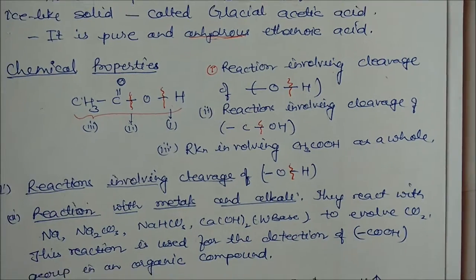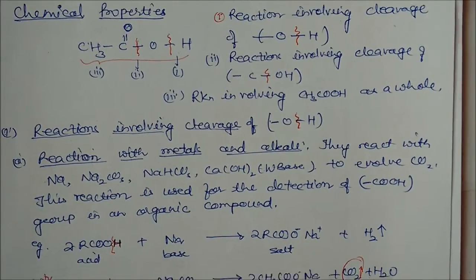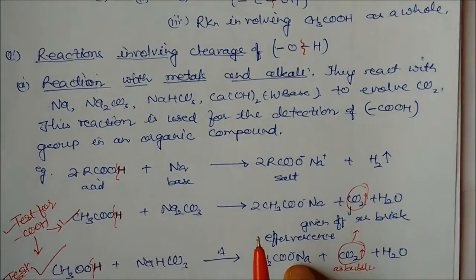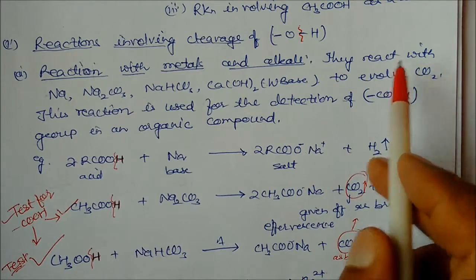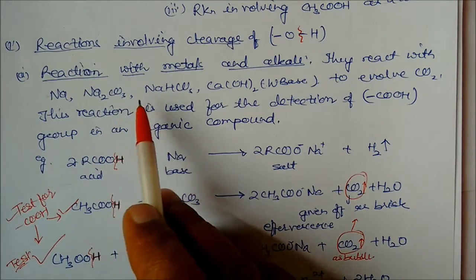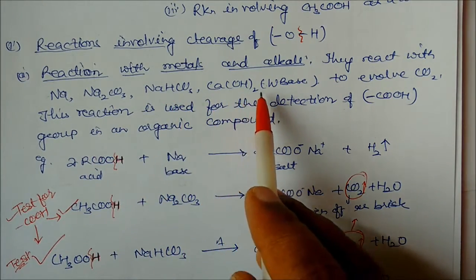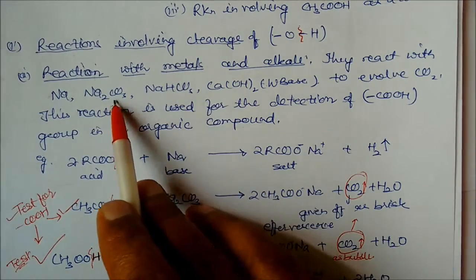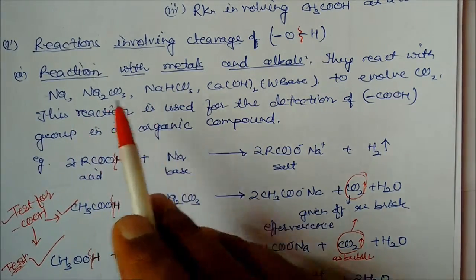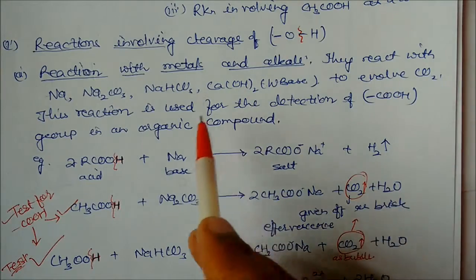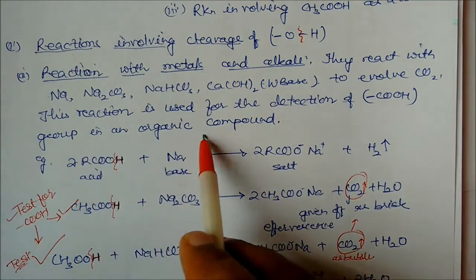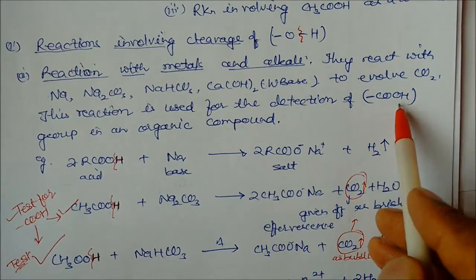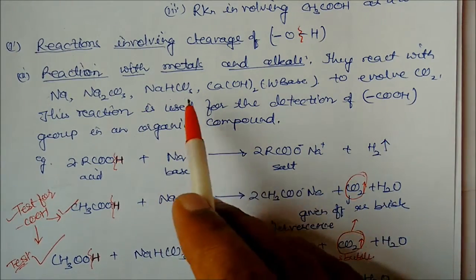First we will see them one by one. Reaction involving the cleavage of the OH bond: reaction with metals and alkali. Here acetic acid reacts with sodium, Na2CO3, sodium bicarbonate, and calcium hydroxide. Some of these are weak bases and sodium is a strong base. They will evolve carbon dioxide. That's why this reaction is used for detection of the carboxylic acid group in an organic compound. This acid is detected by using this type of reagent.